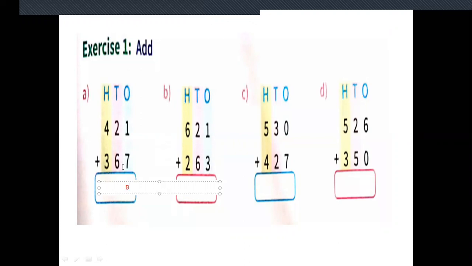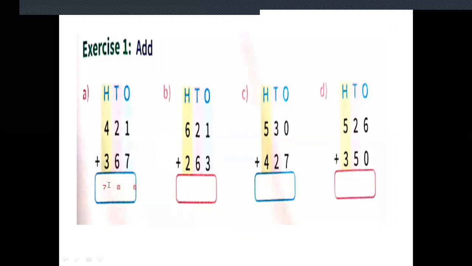Next, we have calculated the ones place. Next the tens place: 2 in your mind, 6 on your fingers. What will be the answer? After 2: 3, 4, 5, 6, 7, 8. So the answer is 8 here. 2 plus 6 will be 8. Then 4 plus 3: 4 in your mind, 3 on your fingers. After 4: 5, 6, 7. So here 7 is the answer.